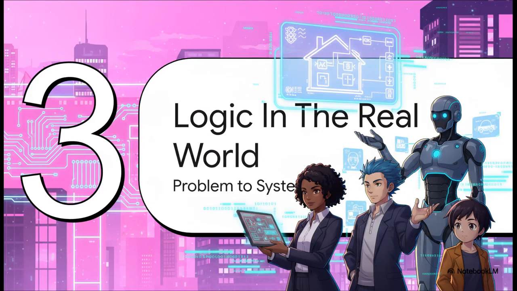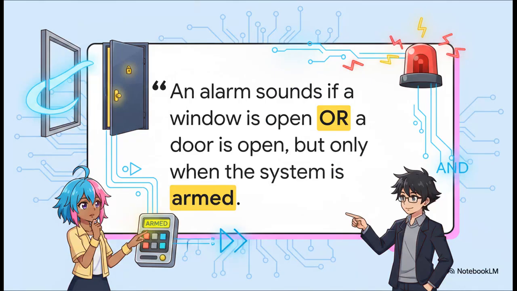Simple. Okay, so that's the theory, but where do we actually use this? Let's try and translate a real-world problem into a logical system. Here's a classic scenario for a home security system. You've got a few conditions that all have to be evaluated to decide whether that alarm should start blaring. So how do we turn these words into a predictable digital circuit?